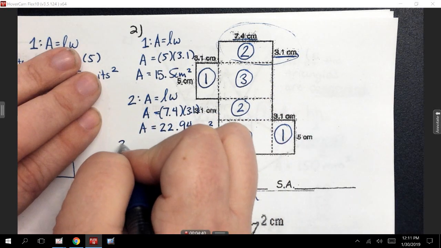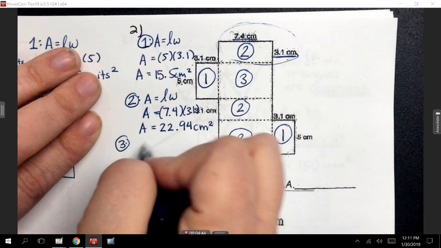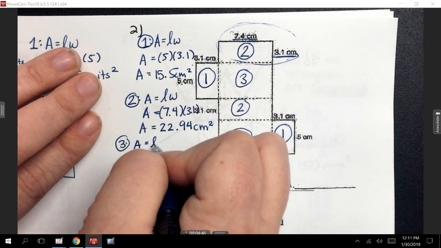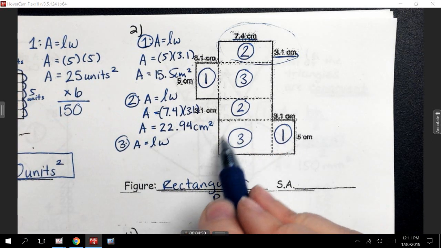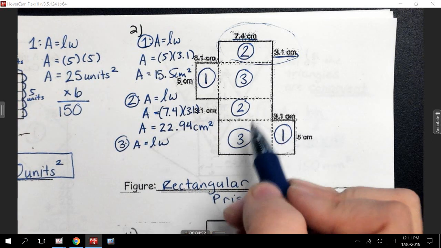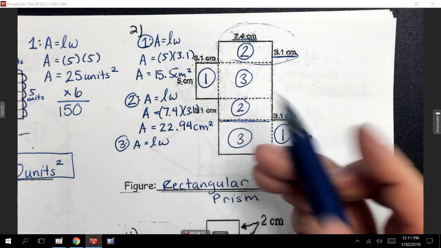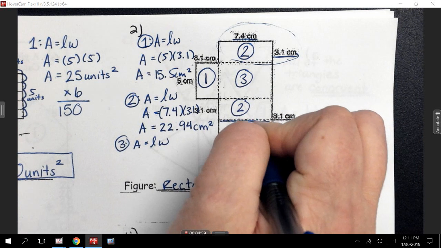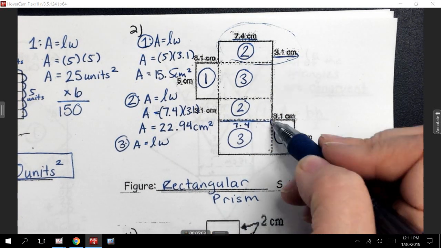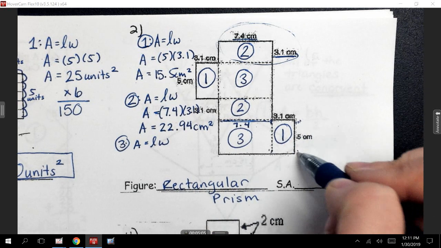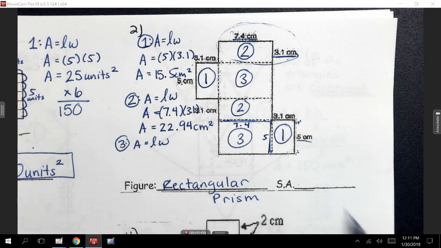All right, and then last but not least, I have shape 3. Area equals length times width. So I have shape 3 down here, and if I look at the bottom, there are no numbers attached. So I know I need this dotted line going across, which would match up with the top, which said 7.4. So I know I have 7.4 there. And then I need this dotted line going up and down, which has to match this rectangle on the far side, which said 5. So I know that one has to be 5.